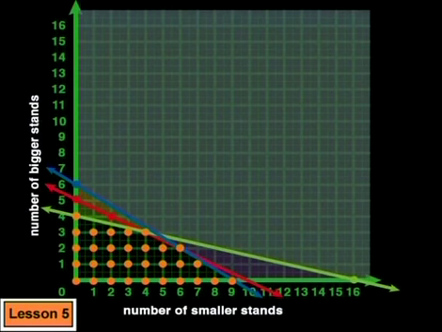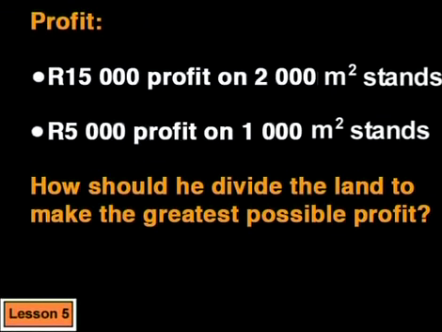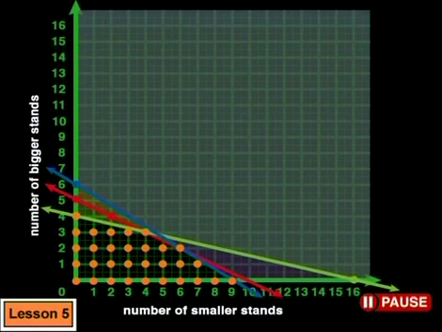These points still represent quite a lot of possibilities, and we need to decide which of them represents the best option. Let's look at the question again. If the developer expects to make 15,000 Rand profit on the sale of the bigger stands and 5,000 Rand profit on the sale of the smaller stands, how should he divide the land to make the greatest possible profit? Can you see a way to find the point with the greatest possible profit? One way to do this is to test each of the points in the feasible region and see which one gives us the best profit.